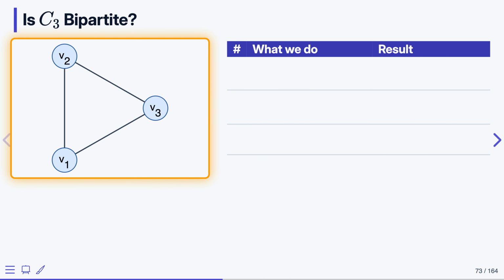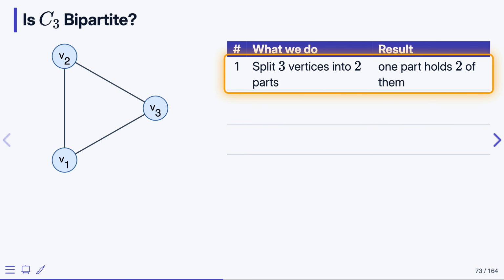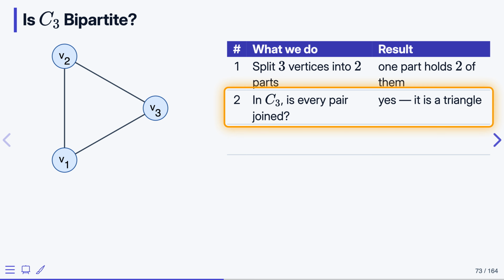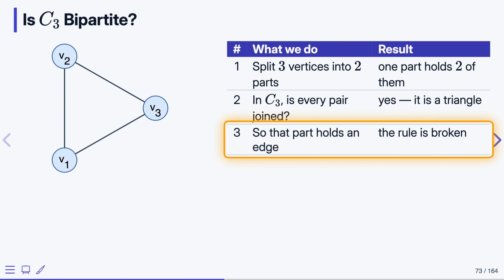Now the 3-cycle, and this time the answer is no. Step 1, we must split 3 vertices into 2 non-empty groups. Whatever we try, one group ends up with two of them. There is no way around that. Step 2. In C3, every vertex is joined to every other vertex. It is a triangle.